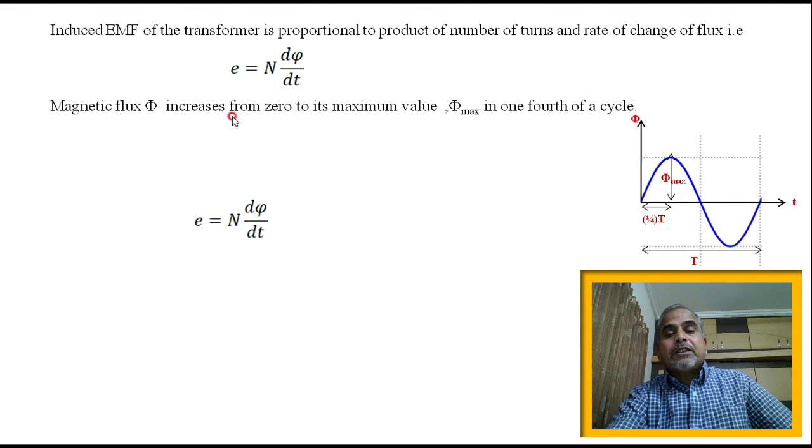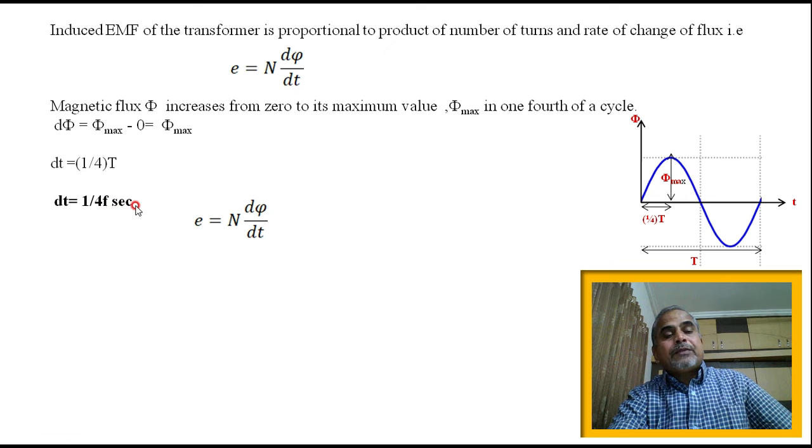The magnetic flux phi increases from 0 to its maximum value, phi max, in a quarter of the cycle. Therefore, d phi, the change in the flux, has initial value 0 and final value phi max. Therefore, phi max minus 0 is equal to phi max, and the time taken is a quarter of the total time period, 1/4 into T. T can be replaced by 1/f. Therefore, dt is 1/4f second.